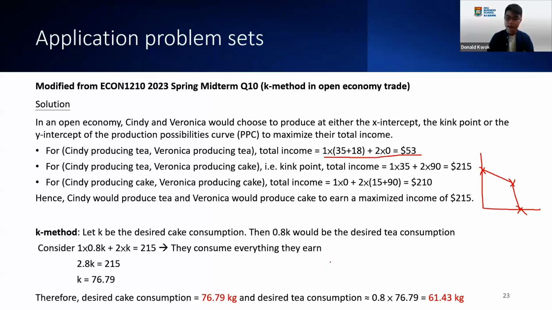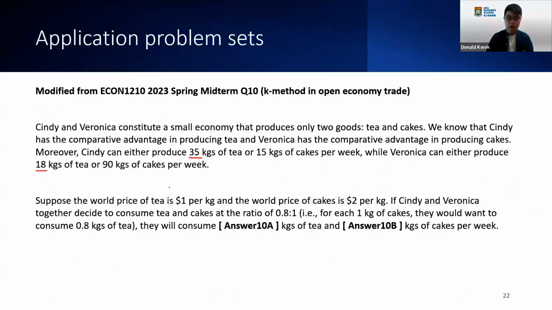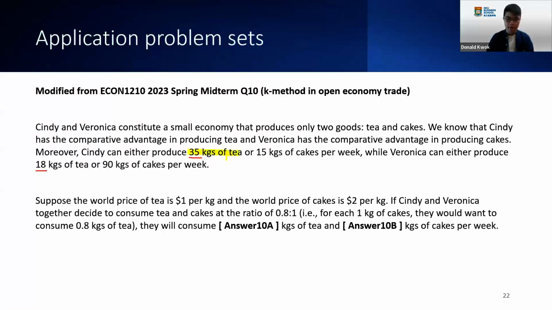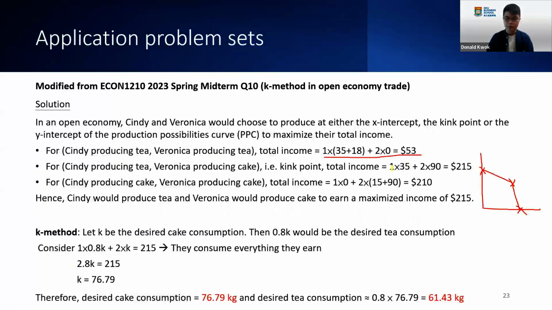How about at the kink point? I'll assume that you are able to construct an opportunity cost table on your own and to check who has a comparative advantage in production. So here, Cindy will have a comparative advantage in producing tea, and Veronica will have a comparative advantage in producing cake. So what would be the total income at this kink point? It will be 35 multiplied by 1 plus 90 multiplied by 2.